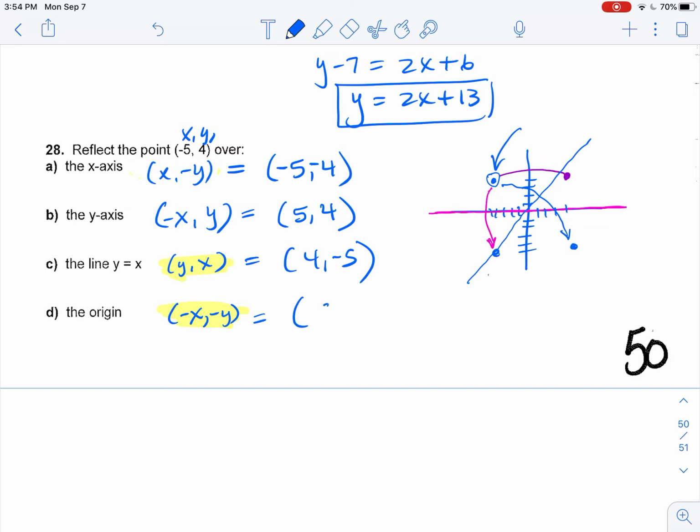And the last one over the origin. This is where you change the signs on both of them. So this is going to give you 5, -4. And let's just see what that looks like. 1, 2, 3, 4, 5. -4 would be right here. And that's over the origin.